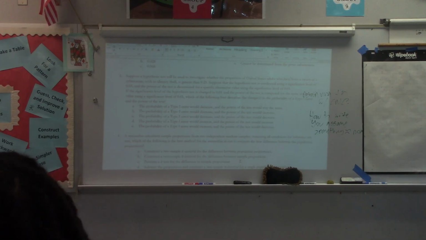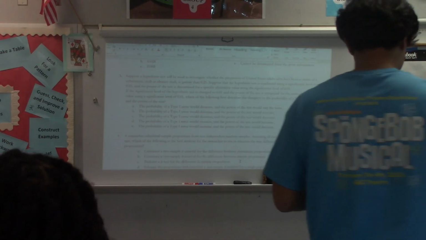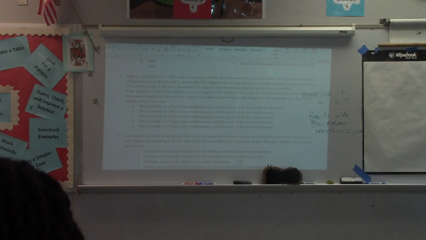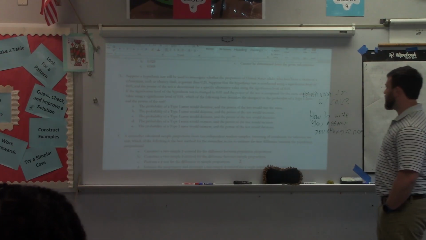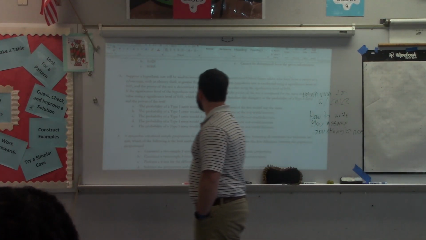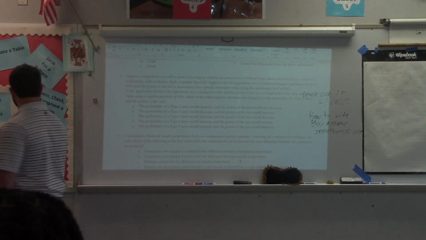Suppose a hypothesis test will be used to investigate whether the proportion of U.S. adults who have been a victim of a cybercrime, such as identity theft, is greater than 0.25. Suppose that the hypothesis test is conducted using a significance level of 0.05 and the power of the test is determined.